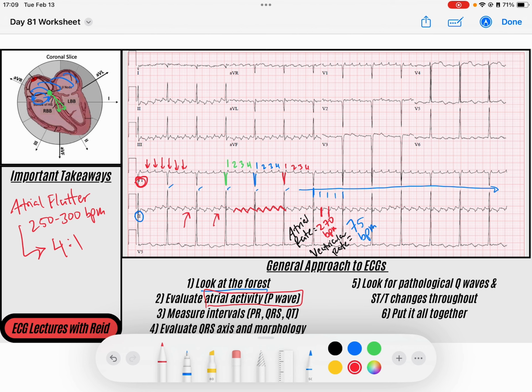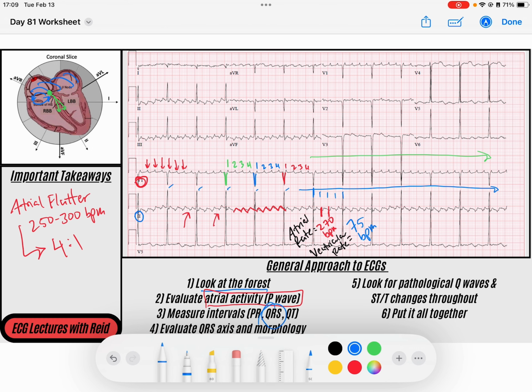4 atrial flutters per 1 ventricular conduction. So every time 4 flutter waves pass by, that fourth time the AV node's like, okay, I'm ready to pass that signal down. And so you can see that it conducts in a 4 to 1 fashion all throughout this rhythm. So we've got atrial flutter with 4 to 1 conduction. Let's take a look now at our QRS.